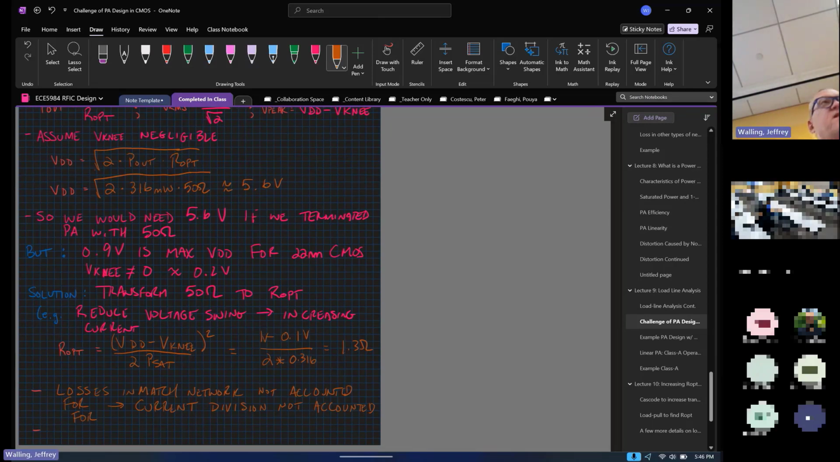Now, we know that we're going to transform from 50 ohms to 1.3 ohms. This requires a 6-to-1 impedance transformation. Remember, we're transforming as n squared, so we need something like 6-to-1. All right, so let's see what the real problem is. Now let's add some losses into the network.